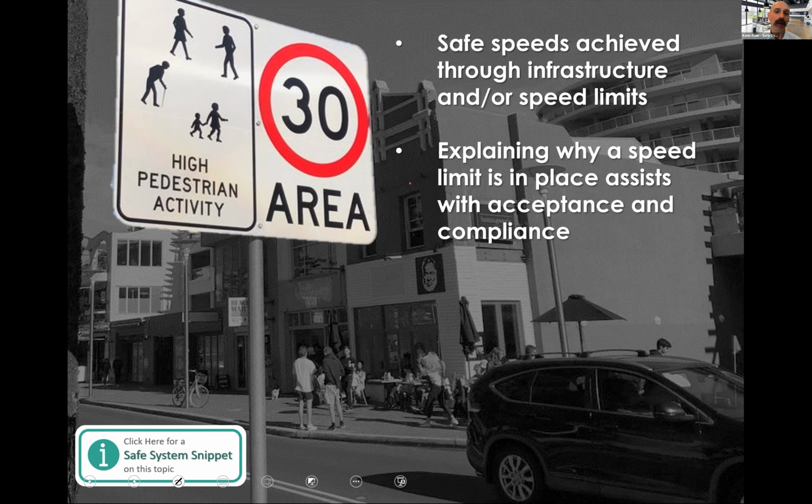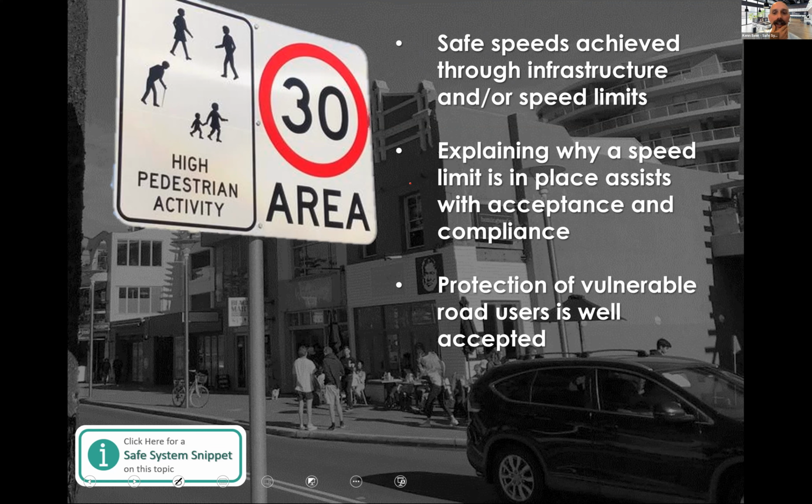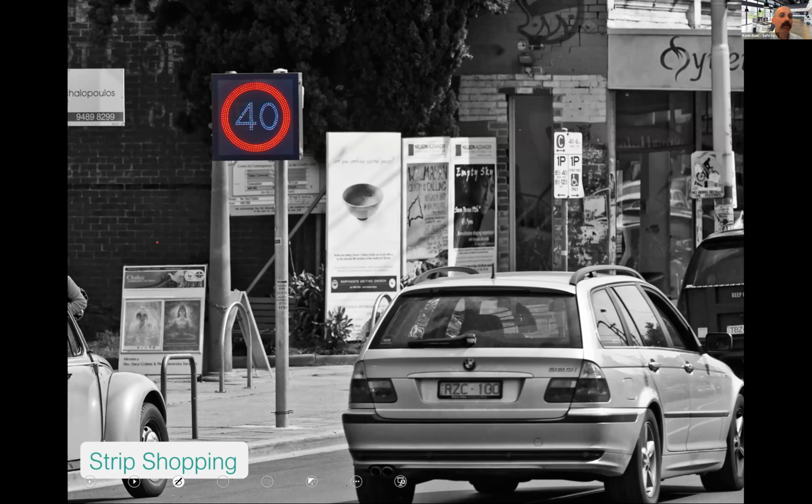Explaining why a speed limit is in place can assist in compliance and acceptance, and protection of vulnerable road users is generally well accepted. Obviously, kids are one of the most vulnerable, and people don't generally argue about lowering speeds around schools. They grumble a little bit here and there, but it's pretty well accepted. Variable speed limits, I think, are a really important thing. They can change by time of risk, and the technology is really advanced in that sense.